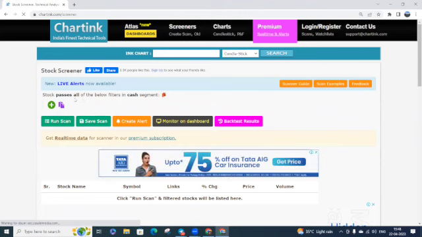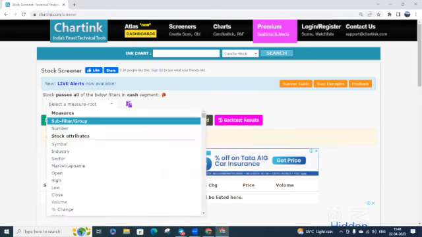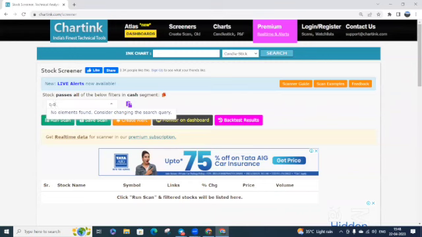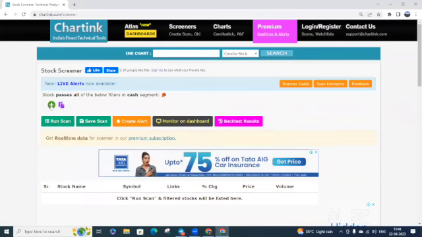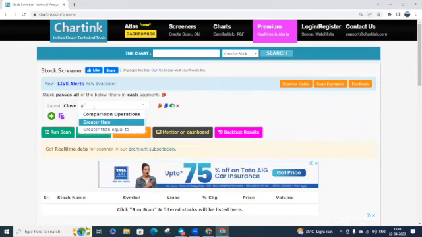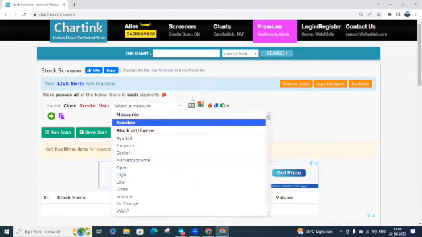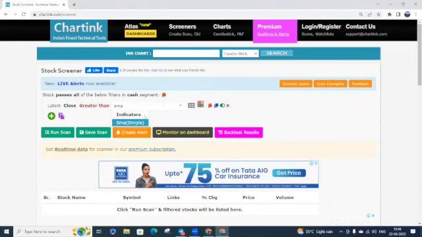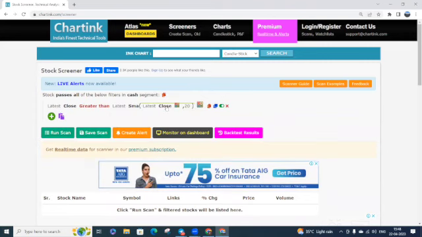Okay, so first thing is I'm going to pass in for all cash segments. Okay, so the first condition is correct. Okay, next one I'm going to write: close is greater than SMA. I'm taking the latest, so it is close, 200.